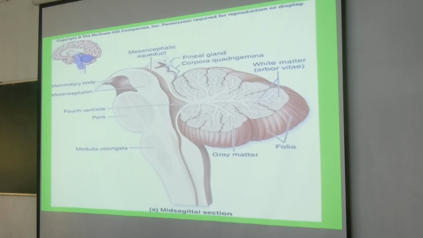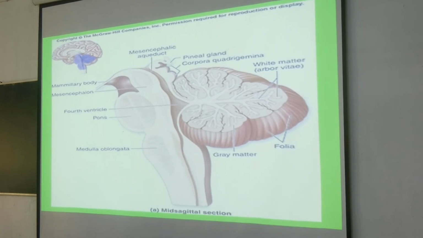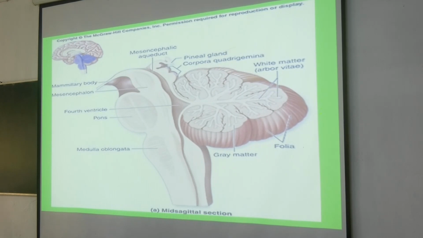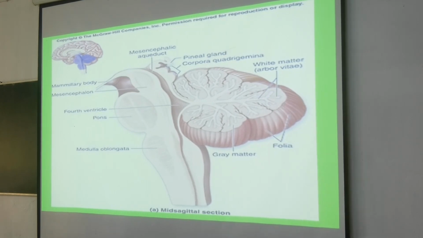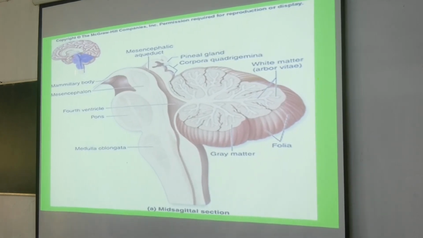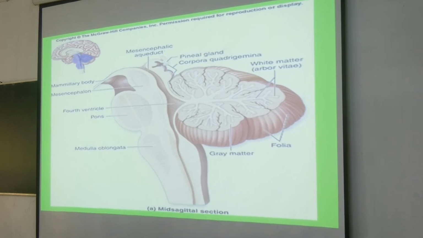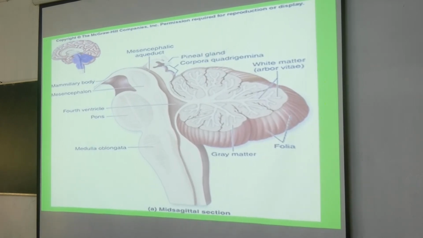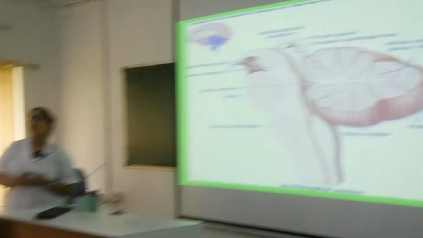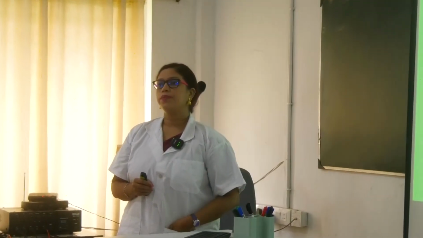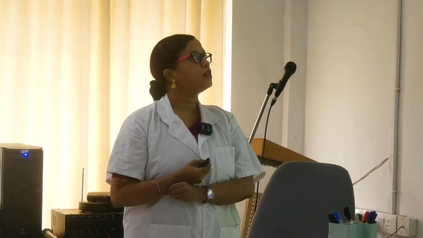What is another meninges? Diaphragma sellae. Where is it present? It is covering the sella turcica of the pituitary. Okay. So always remember, an MCQ can come from this. Tentorium cerebelli is separating the occipital lobe from the cerebellum. Okay, it is separating the occipital lobe from the cerebellum.